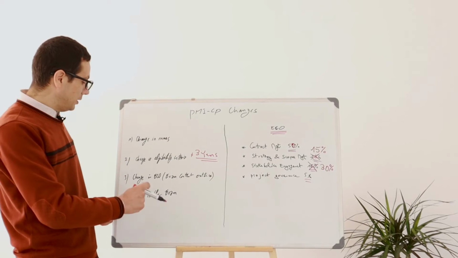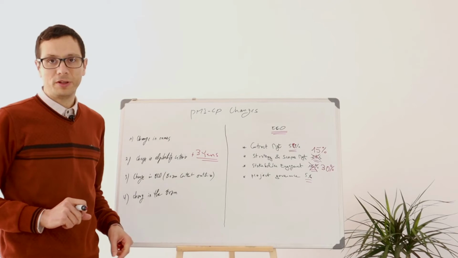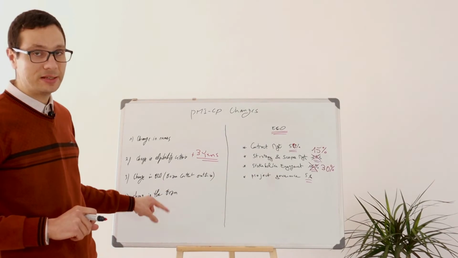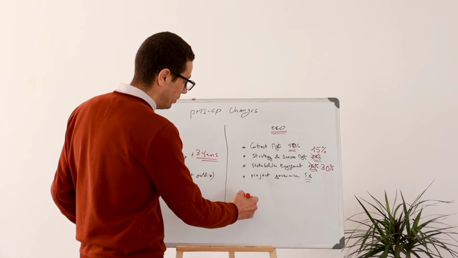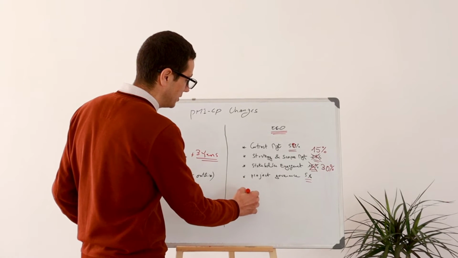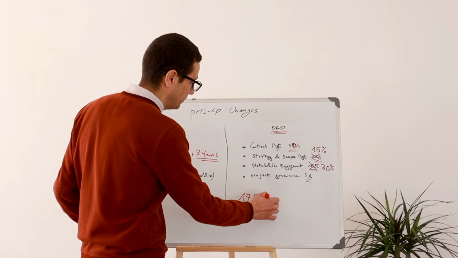Let's move now to the 4th change for the PMI-CP, which is in the exam itself. So before, the number of questions is 170 questions.